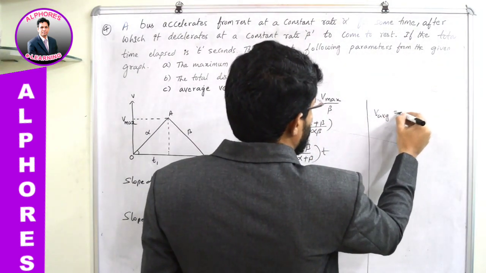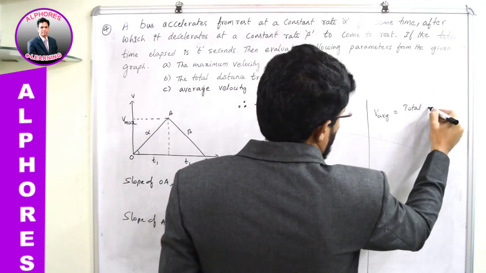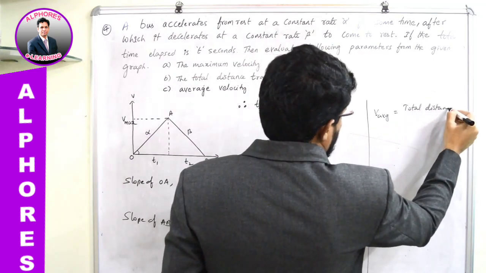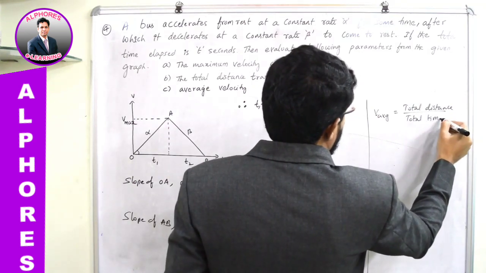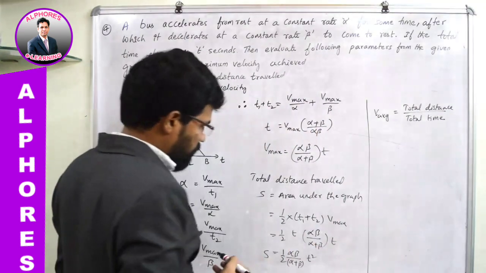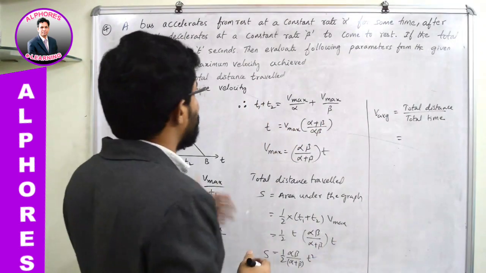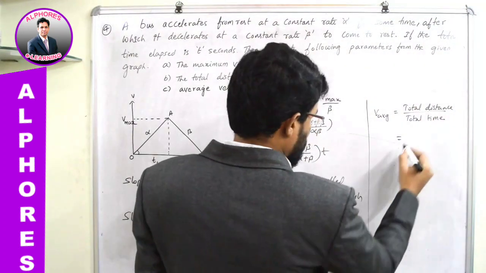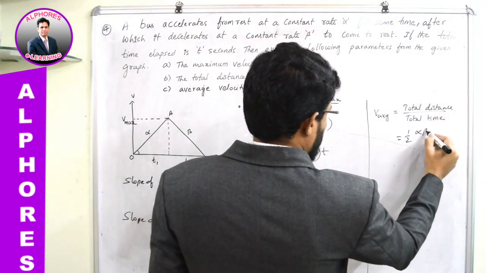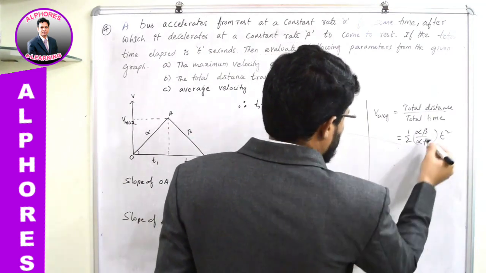V average is equal to total distance by total time taken. What is the total distance here? This is the total distance traveled by the body, isn't it? Distance or displacement, this bus is traveling along a straight line. So how much is that? Half alpha beta by alpha plus beta into T square, divided by total time.